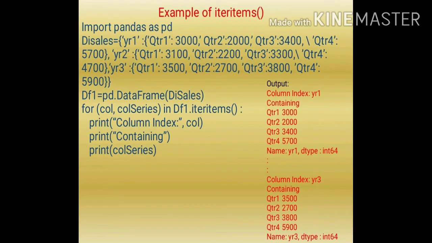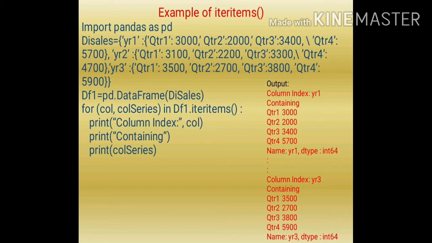Now the next function is iteritems. In iteritems also you have to create a data frame, which is similar to what we have done in the previous example. Here also we will use a for loop, but instead of row and row series we will write col and col series with the iteritems function. And column index, after column index col, so it will give the heading of the column, and for that full column when we write in the print, col series will give the values of that particular full column. So see the output.